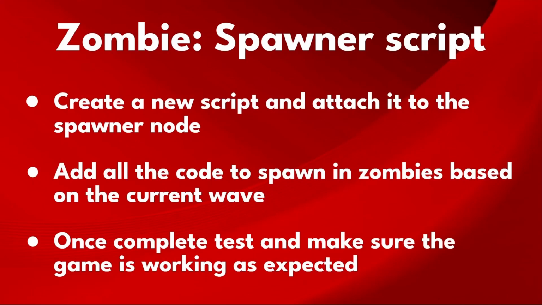In this section, we're going to get started creating the spawner script. We're going to start off and create a new script and attach it to the main spawner node. We're then going to add all the code we need to spawn in zombies based on the current wave we're at. After that, once the script is complete, we're going to test and make sure everything's working as expected. Now let's jump right in.